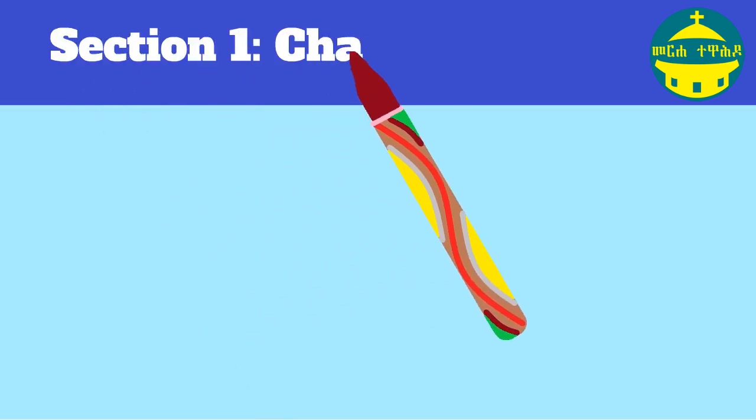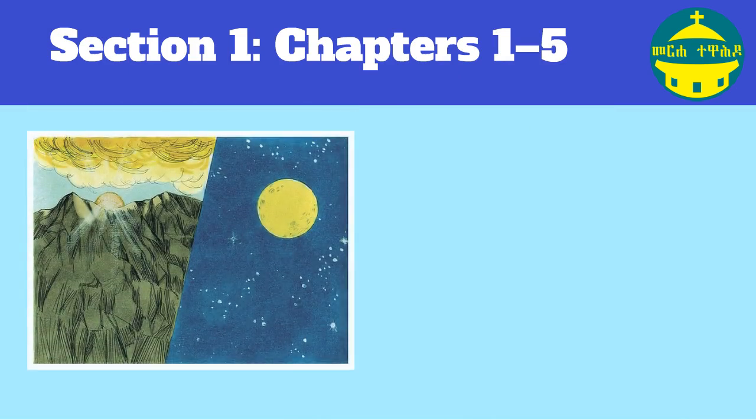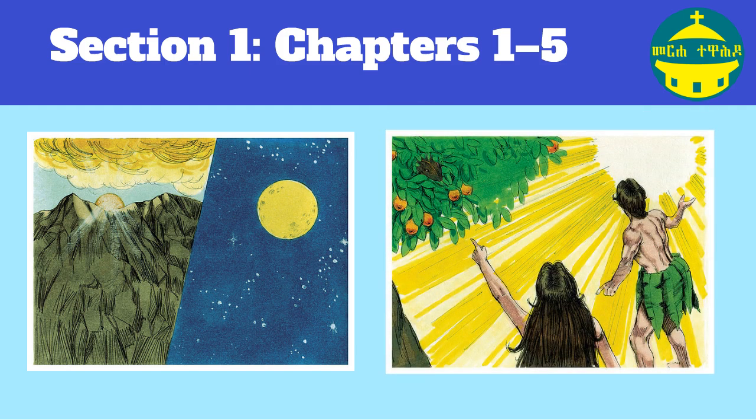Section 1, chapters 1 to 5. This section gives a detailed account of the creation of the world, the creation of humanity, the fall of man into sin, and the early history of the first patriarchs. It also highlights the gift of free will, the freedom of choice that God granted to humankind.